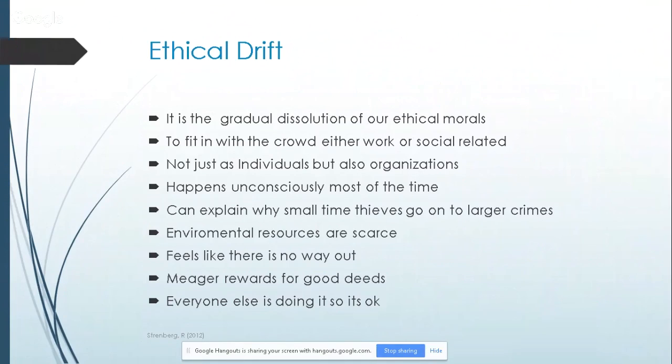You have to do it this way, such as the mother who's stealing milk because her children are going to go hungry. You feel like if you do a good deed and you try to stop something bad from going on in the workplace, those good deeds go unnoticed, or maybe you're going to get punished. And if you're a whistleblower, you're going to get fired. So everybody else is doing it, so it makes it okay. These are the kinds of things that are talked about with ethical drift.